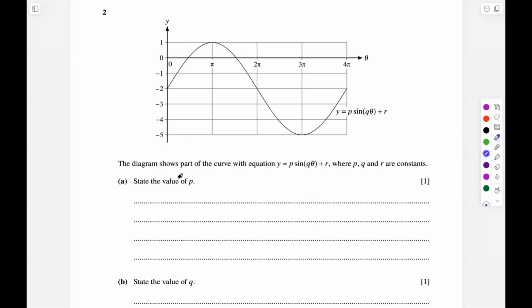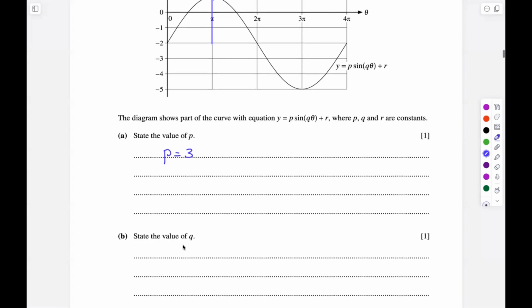In question 2, the diagram shows part of the curve with the equation y equals p sine q theta plus r, where p, q, and r are constants. In part A, we have to state the value of p. Now, as p is the amplitude, which is from the center part of the graph to the highest part or the lowest part, we can see that the center part is at minus 2 till 1. So that height will be equal to 3. So p will be equal to 3.